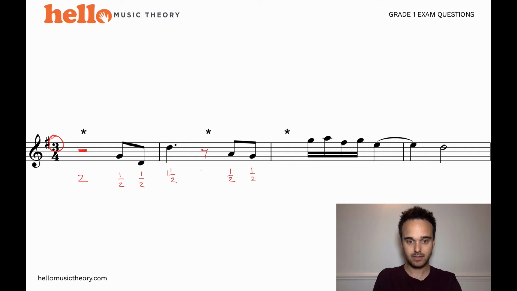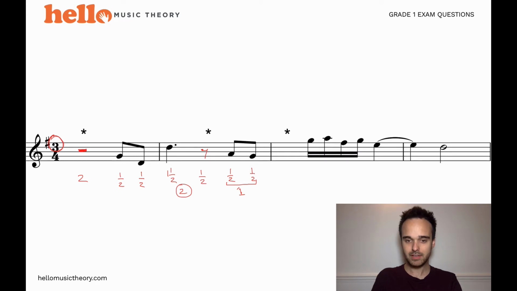So now that's worth half a beat. We've got 1 plus 2 halves, that equals 2 altogether. And then these two are worth 1. 2 plus 1 equals 3, and we've got a complete bar. It's looking good.